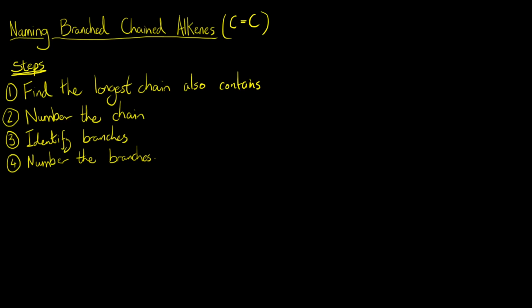Now that double bond, that carbon-to-carbon double bond, is the most important thing within these structures. It's even more important than the branches. So when we come to number the chain, we must use the carbon-to-carbon double bond as our anchor point, making sure we are numbering the chain in order to give the double bond the smallest possible number. And once we've done that, when we've got our numbering system, we can go on to the branches.